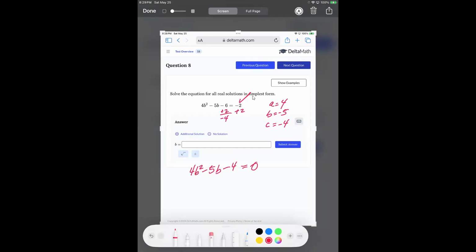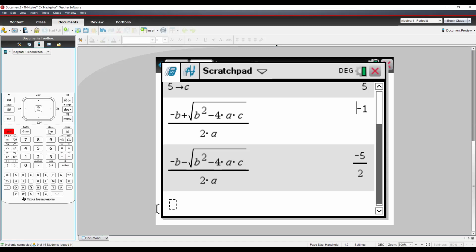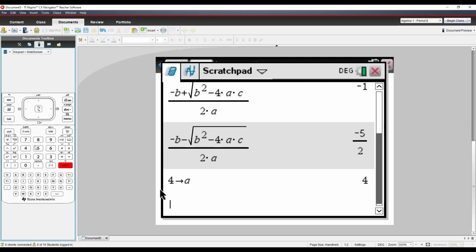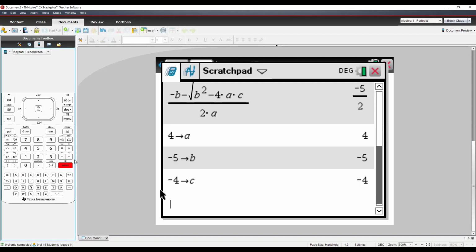So let me go here. I've already got the formula in there from a couple questions ago where I forgot to put the sign. But so I'm going to go 4, and I'm going to store that into A, boom. And then I'm going to take a -5, and I'm going to store that into B, boom. And then I'm going to take a -4 and store that into C. I think I might have said a -4 into B. Should be a -5, but what I put on my screen.